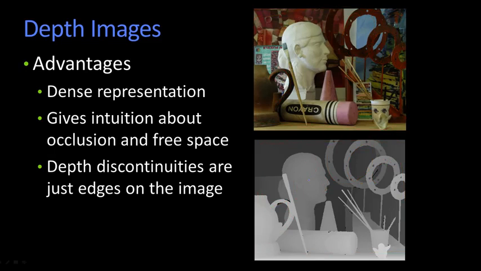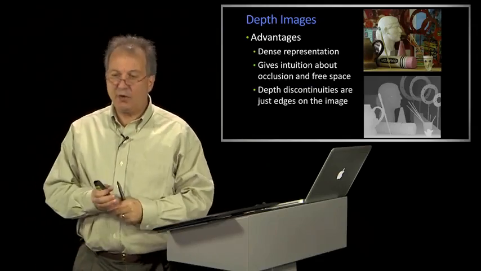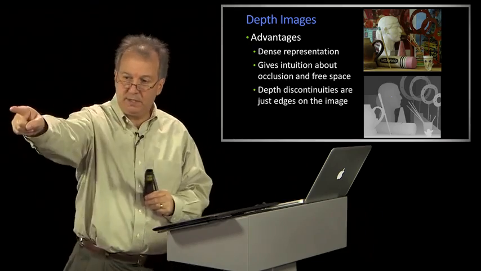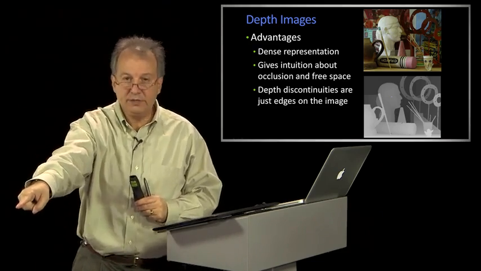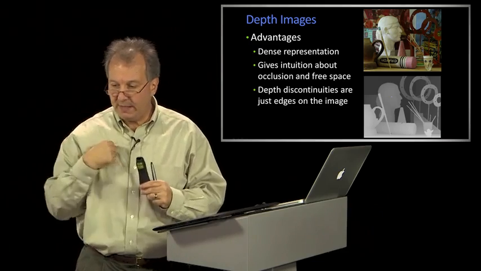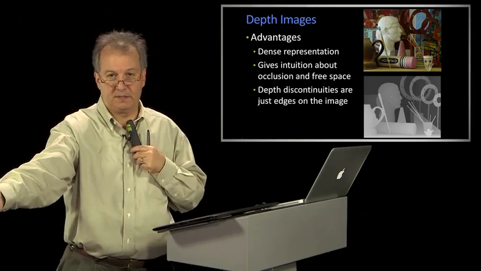So depth images have some nice representations. First of all, I've got depth everywhere. I can just go to every pixel and say, what's your depth? So I've got a full, dense depth representation. Something that's a little more subtle is that a depth image not only tells you it's 2 meters from here to that table, it also tells me that between here and that point is free space.